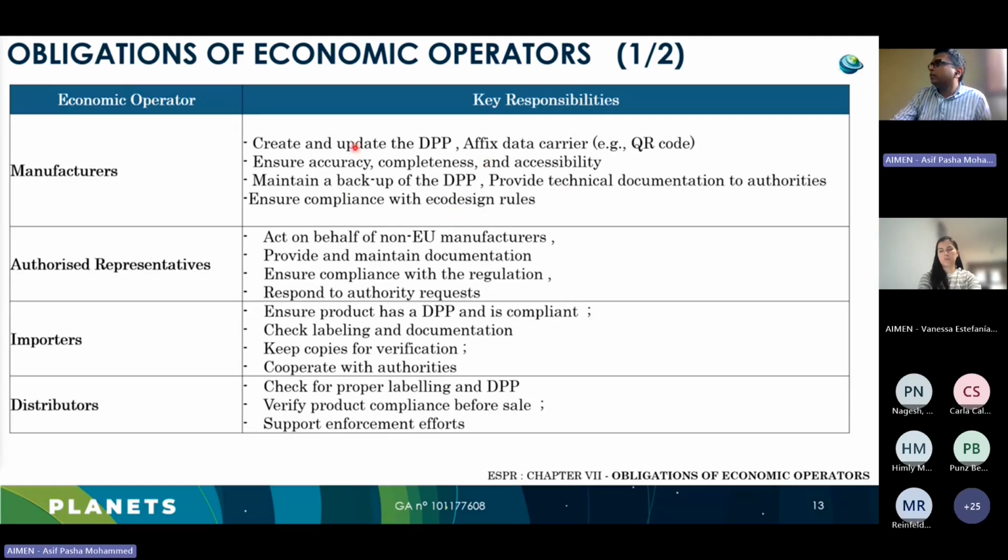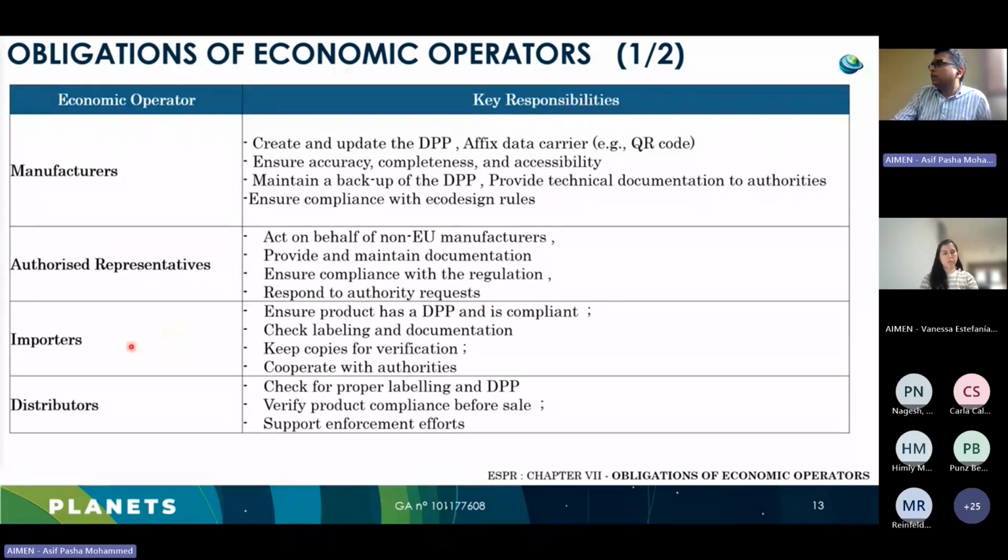So these are some of the key responsibilities of the economic operators that can be found in chapter 7 of ESPR. And then we have the authorized representatives. They act on behalf of non-EU manufacturers. So there are representatives that have the link between the EU and the non-EU business. They will be acting on behalf and then try to provide and maintain the documentation. They need to ensure compliance. So the representatives have to be aligned with the compliance and the regulations of the EU. And of course, they have to respond to authority requests if there is some information missing or needs to be added and so on.